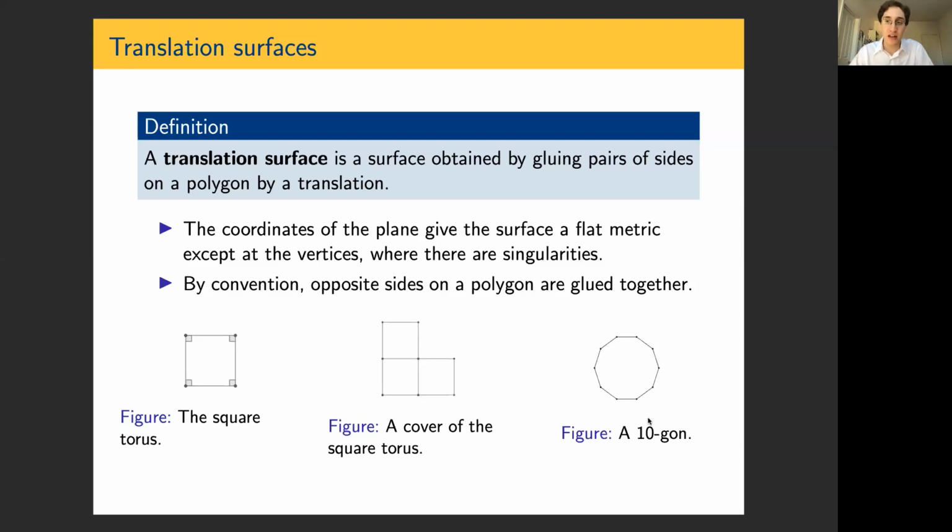In order to represent a translation surface, we use the convention that opposite sides on a polygon are glued together. So for example, in the bottom left, I've drawn a square. This specifies with our convention a translation surface called the square torus, because opposite sides of this square will be glued together. In the center, we can see a translation surface that will be a cover of the square torus, and on the very right, we see a translation surface which will be the central topic of the rest of the talk. It's one where we have a regular polygon with opposite sides glued together.